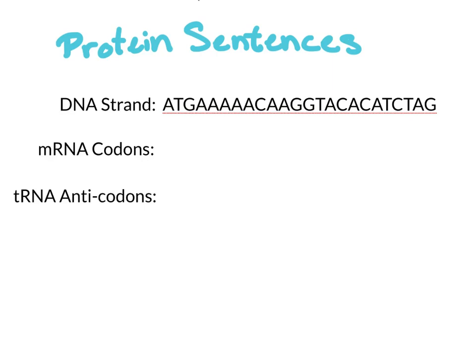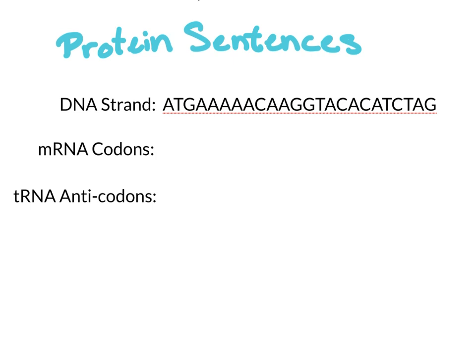This video is to help you figure out how to convert the DNA sequence into the mRNA codons and then into the tRNA anticodons that you're going to use for the protein sentences activity. So the very first thing you should do is draw lines between every 3 DNA bases, because that way it's a lot easier to determine the codons.